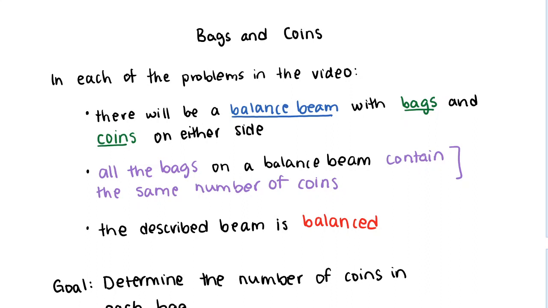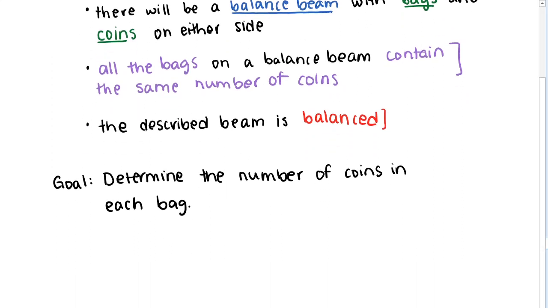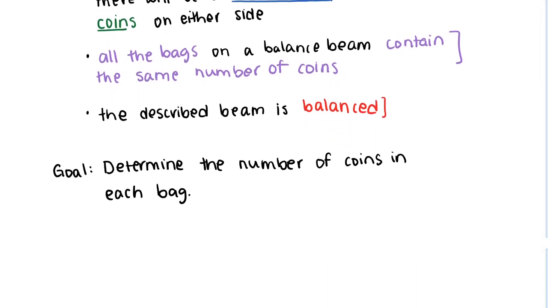We're going to start off by assuming that the beam is balanced, that everything on one side of the balance beam weighs the same as everything on the other side. Our goal will be to determine the number of coins in each bag by recognizing that the beam is balanced and trying to make the situation a little bit simpler while maintaining the balance on the beam. This is a lot to say. Let me just go through an example and I think it'll start making some sense.